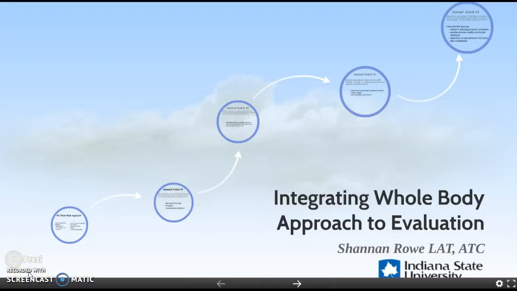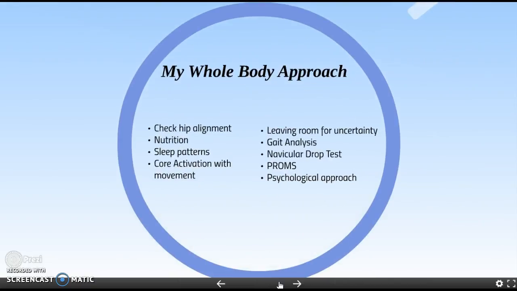I am a doctorate student here at Indiana State, and today I'm going to be talking to you about integrating whole body approaches to clinical evaluation and using myself as a reference. So let's get started. So the whole body approach.